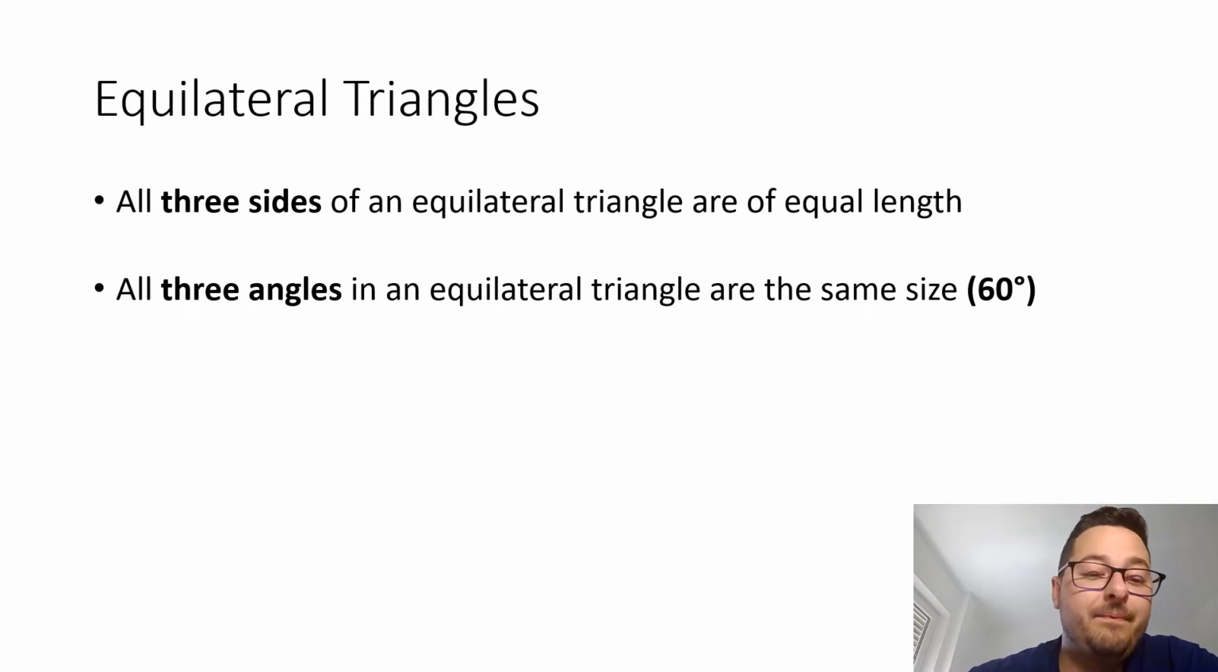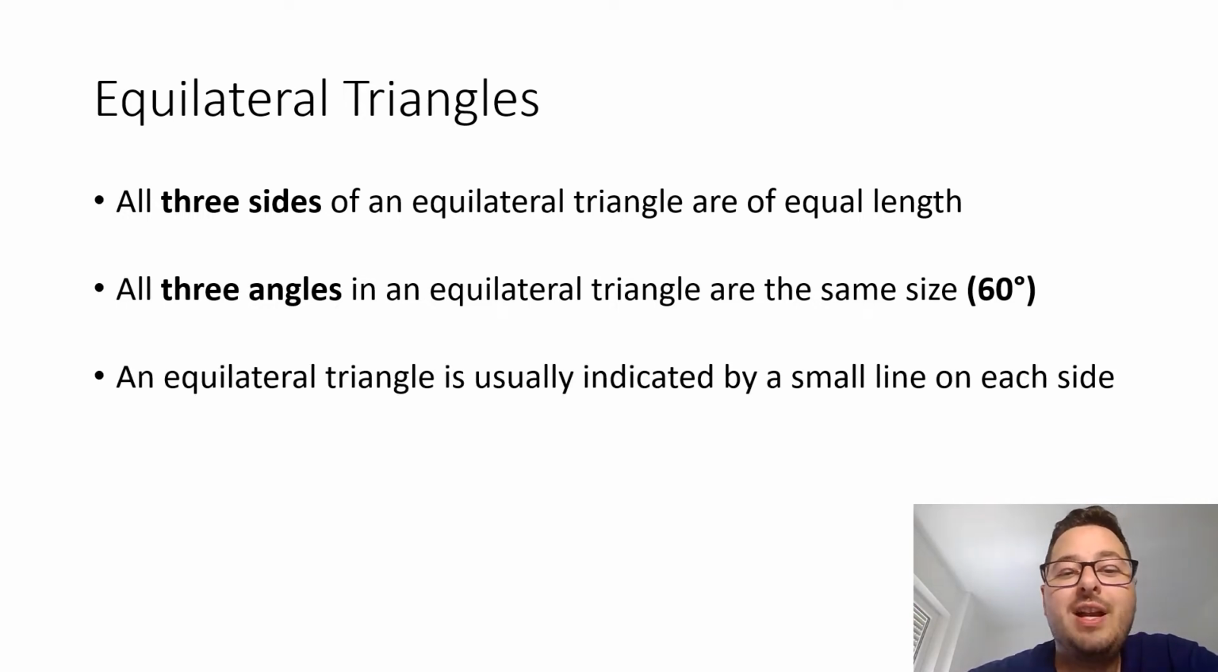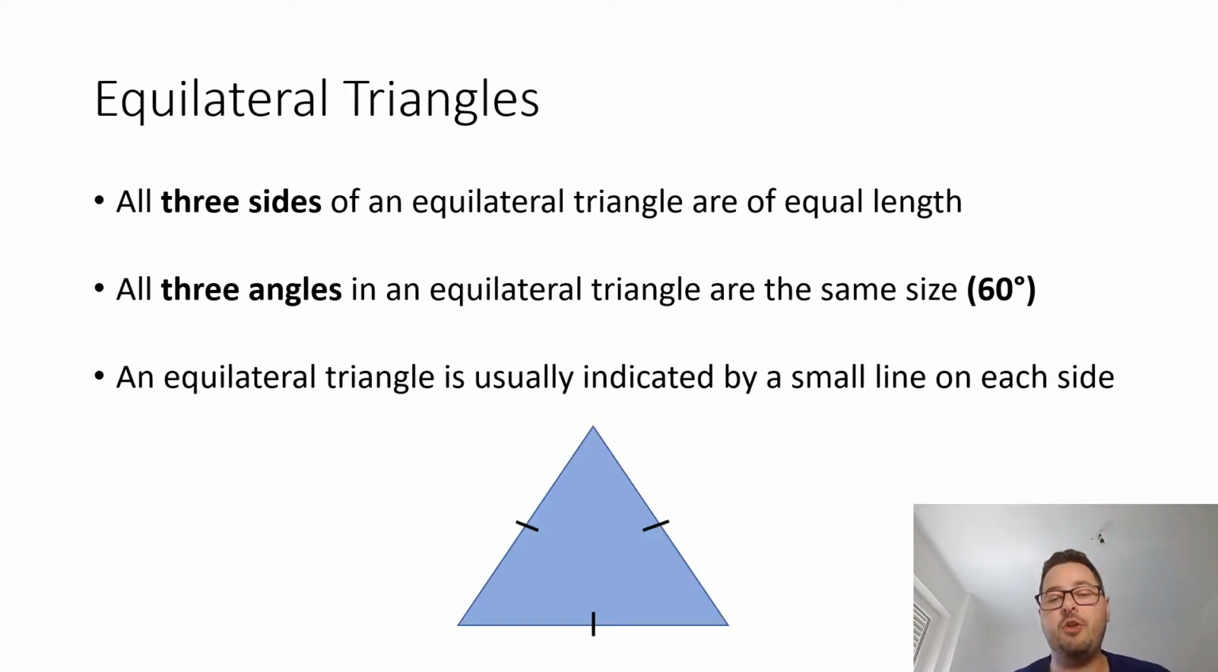They're 60. And an equilateral triangle is usually indicated by a small line on each side. So there you've got the triangle, and because there's a little line on every side, that tells me that all three sides are equal. An equilateral triangle.